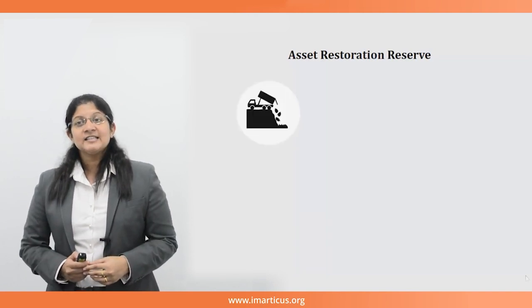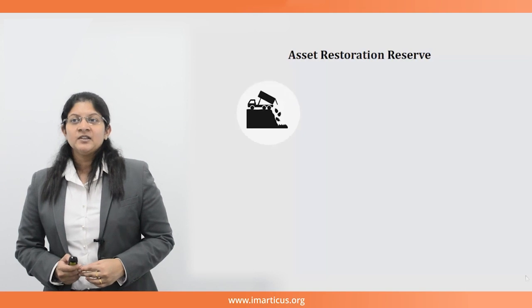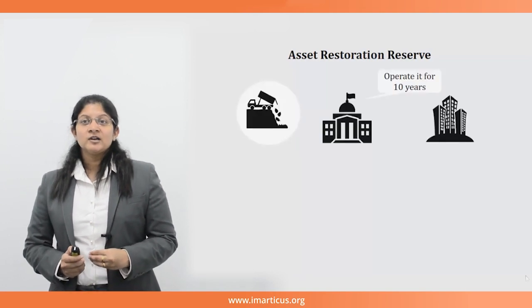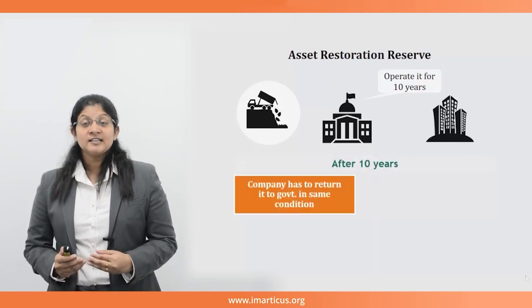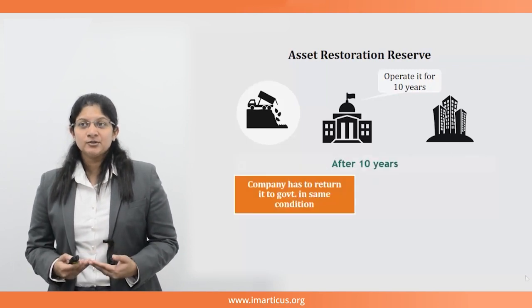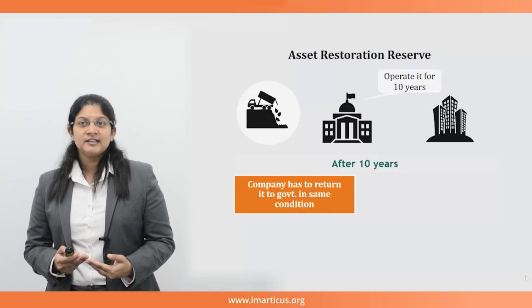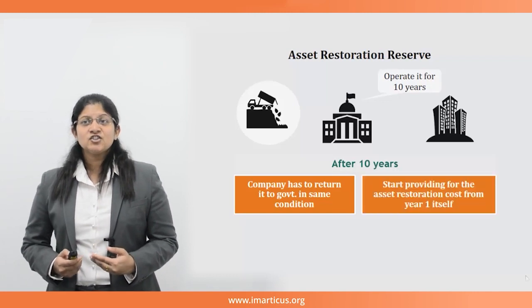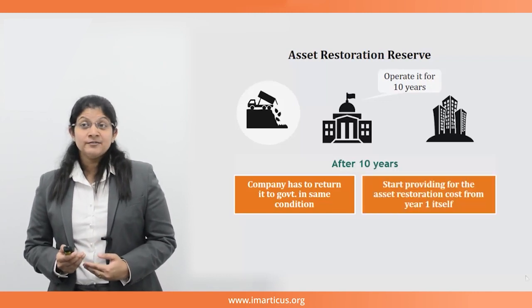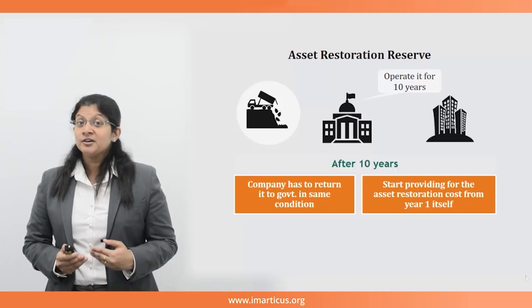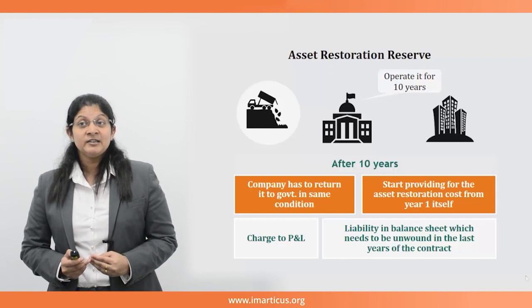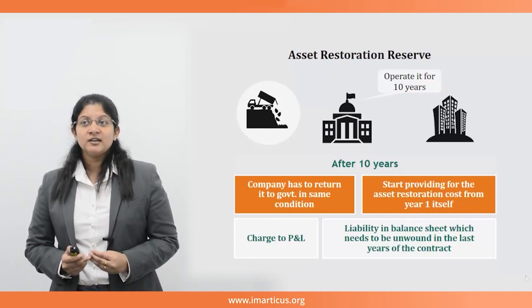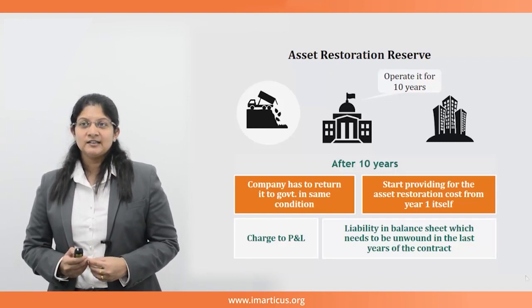For instance, let's take the example of a garbage landfill. The government issues the contract to a company which has to operate it for 10 years. At the end of 10 years, it has to restore it and return it to the government in the same physical condition that they received it. In such a case, the company would start providing for the asset restoration cost from year 1 itself. This would be a charge to the P&L and create a liability in the balance sheet, which needs to be unwound in the last year of the contract.